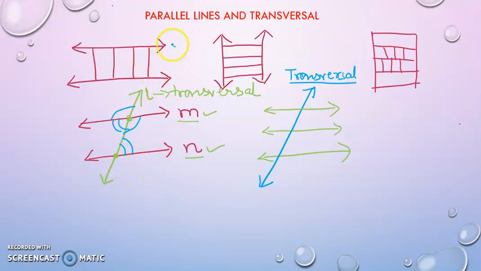What are parallel lines? What is a transversal? A transversal is a line which intersects two or more parallel lines at distinct points. These are the distinct points. Similarly here, these are the distinct points. Now I will tell you different types of angles made by the transversal and parallel lines.